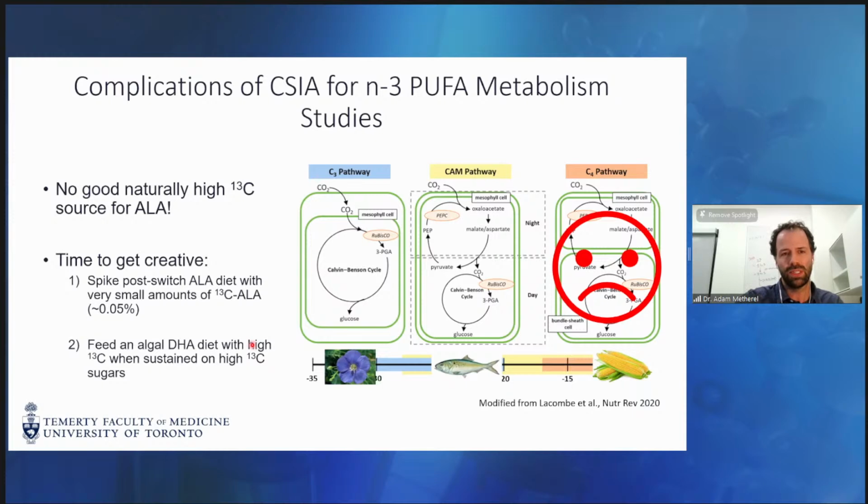And what's nice about this is certain algal DHAs are often grown in the presence of a high C13 sugar source. So in the US, this is often going to be from corn, whether it's high fructose corn syrup or glucose, but also it could be in the presence of sugarcane sugars. So we have that high C13 background diet, and then we can switch to a lower C13 diet.